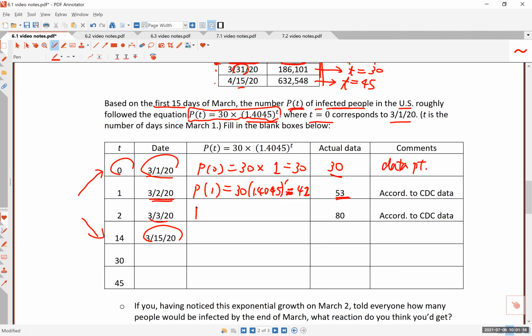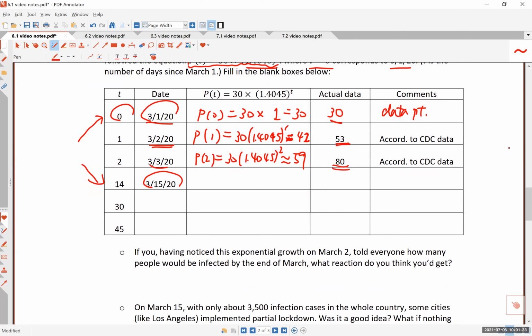Okay, P of 2. This is the second day, right? So this is 30 times 1.4045 squared, and this is approximately 59. In the actual data, according to the CDC, we had 80 people by that time.